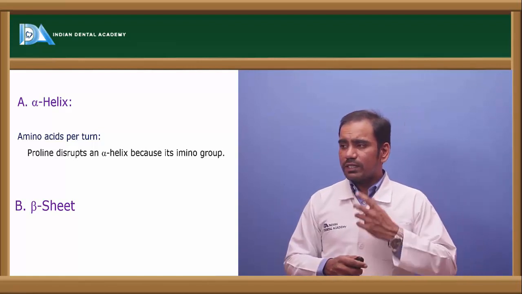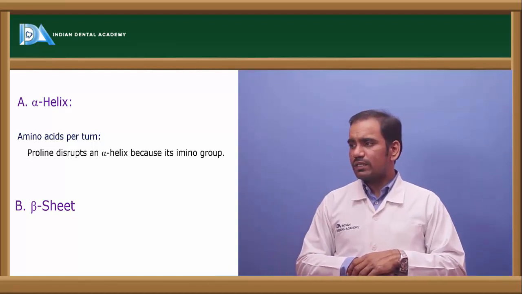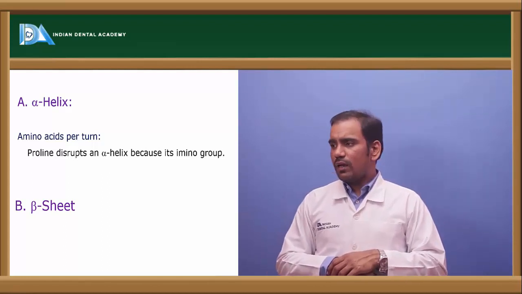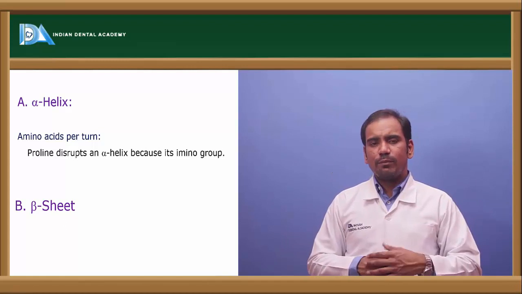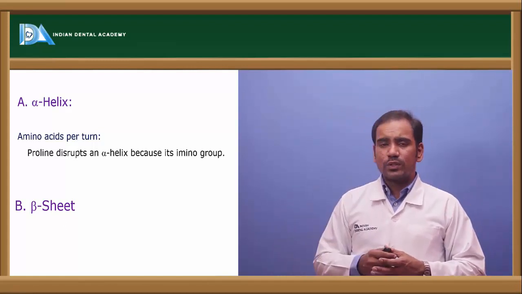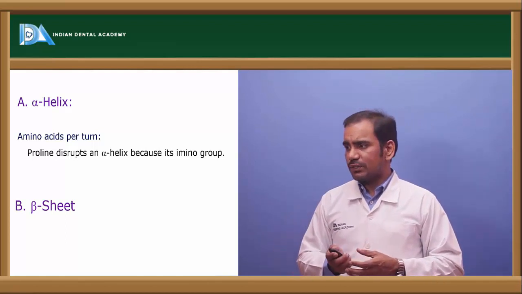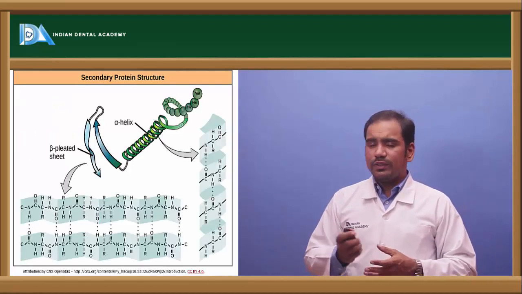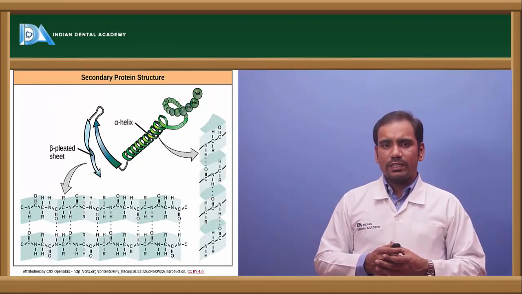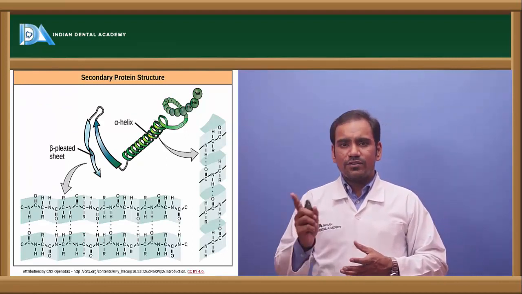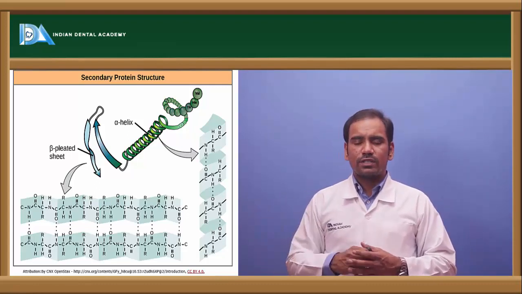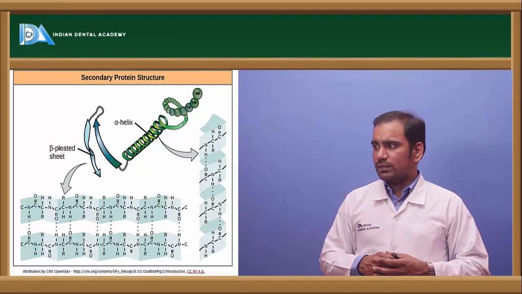The examples for beta pleated sheets are carbonic anhydrase and silk fibroin. In the case of alpha helix, the examples are keratin and myosin. Those are the proteins which have alpha helix in their structure. In this picture you can see a protein with alpha helix and beta pleated sheets. The helical structure is alpha helix, and the fully extended sheet-like structure is beta pleated sheets.